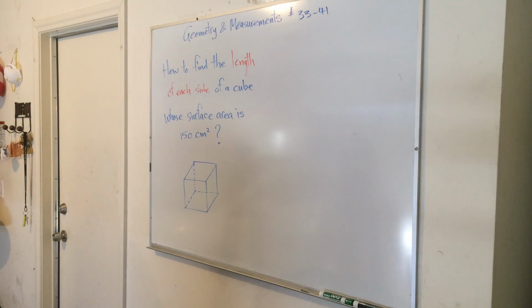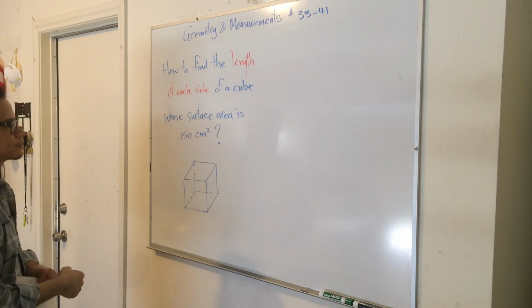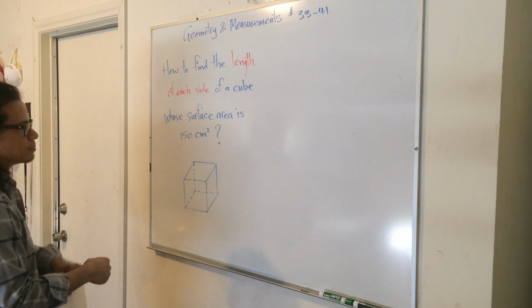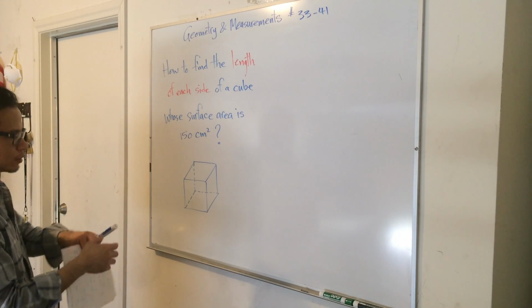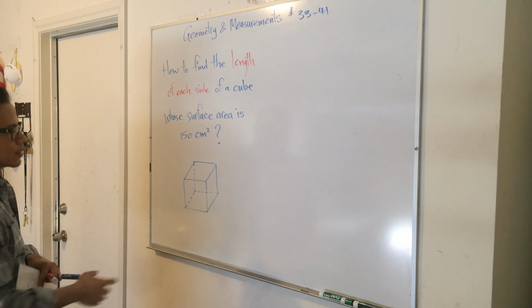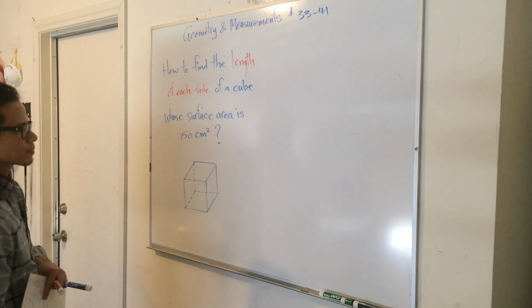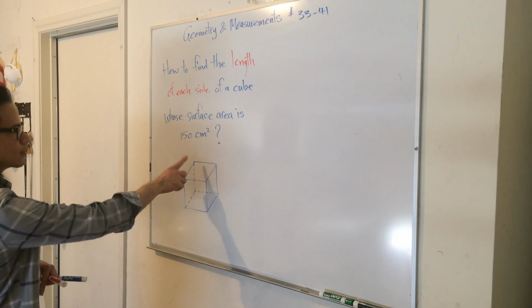So this question asks how to find the length of each side of a cube whose surface area is 150 centimeters squared. So here's a cube. Think of a sugar cube. And the front face is a square. Actually, all of these faces are squares. Okay, you have front, back, left, right, top and bottom.